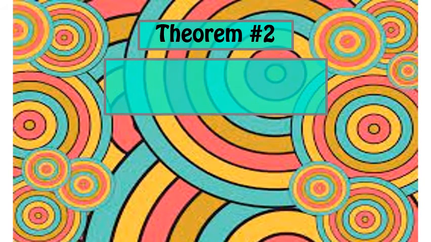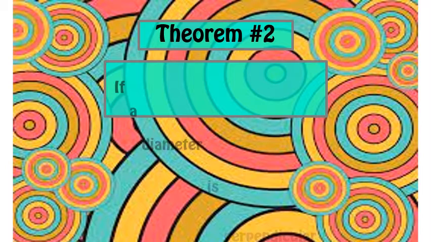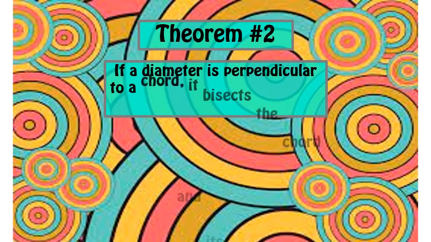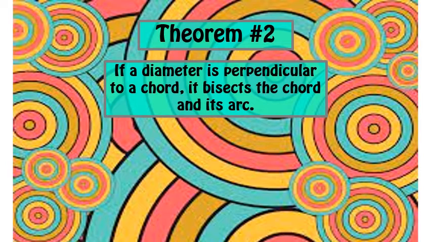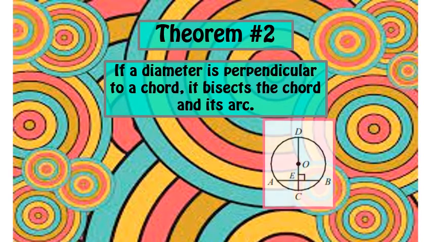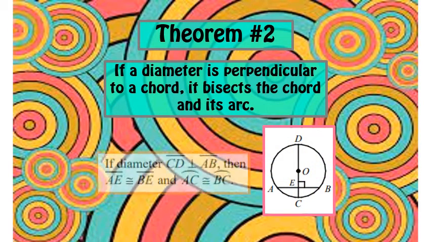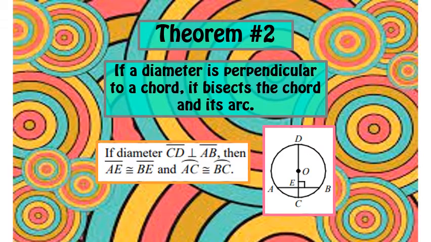Theorem number 2 tells us that if a diameter of a circle is perpendicular to a chord, then it bisects that chord and it bisects the arc. So if segment CD in the figure you see here is perpendicular to segment AB, then AE is congruent to BE, and arc AC is congruent to arc BC.